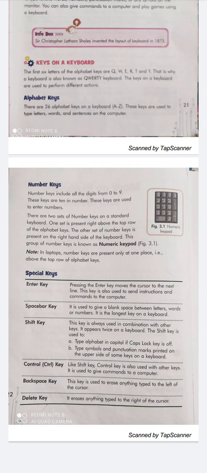The shift key is used, first, to type alphabets in capital if the caps lock key is off. If caps lock is off, we take the help of the shift key in combination, and we can type alphabets in capital.